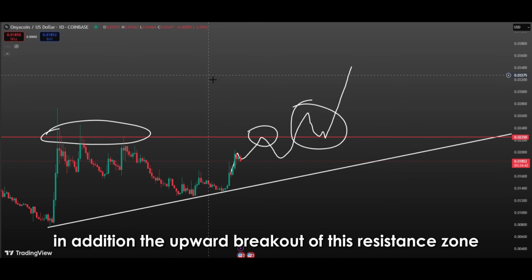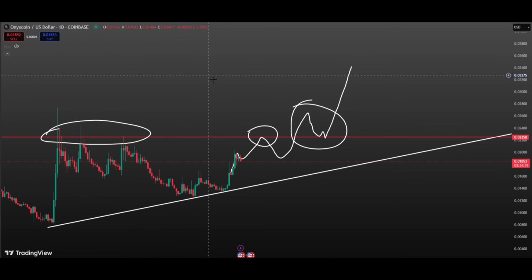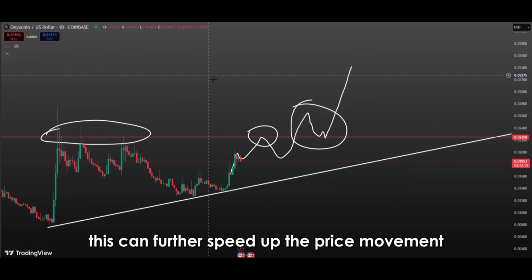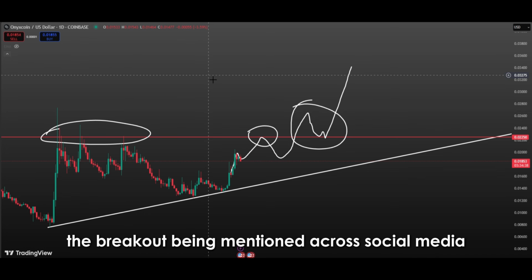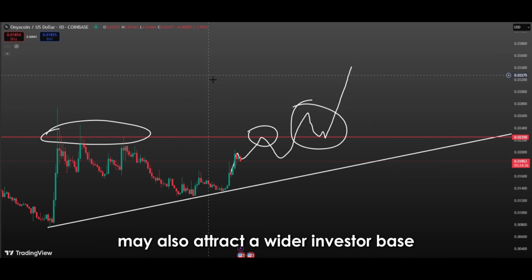In addition, the upward breakout of this resistance zone may be recognized by algorithmic trading systems, triggering automatic buy orders. This can further speed up the price movement. The breakout being mentioned across social media, news feeds, and community forums may also attract a wider investor base, starting a chain reaction of buying.